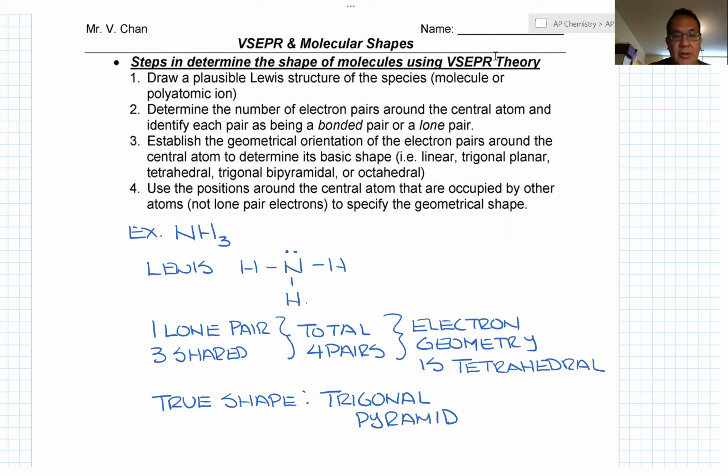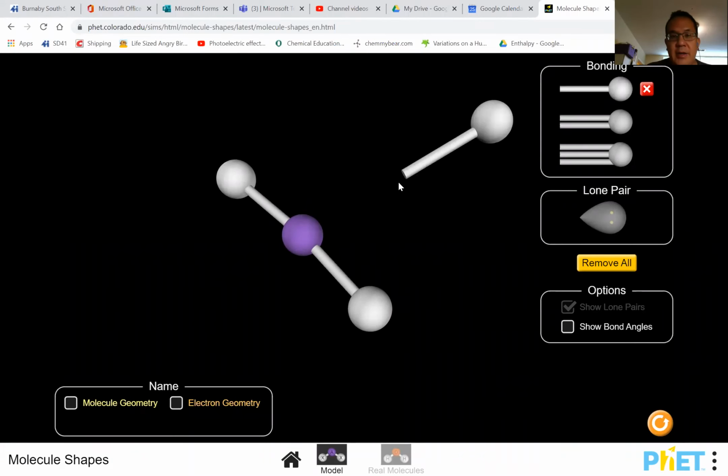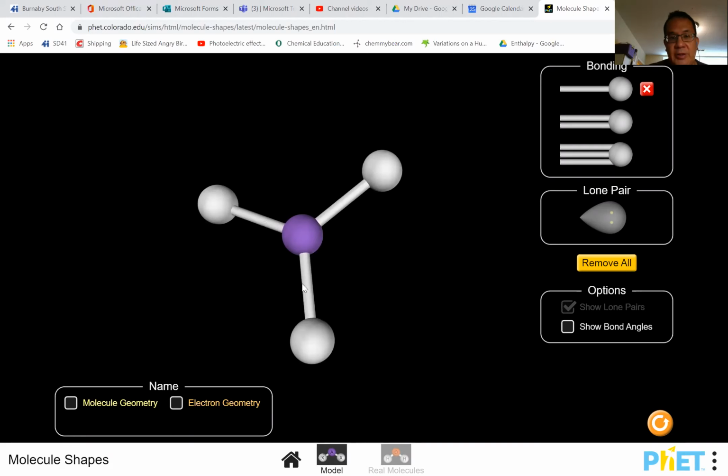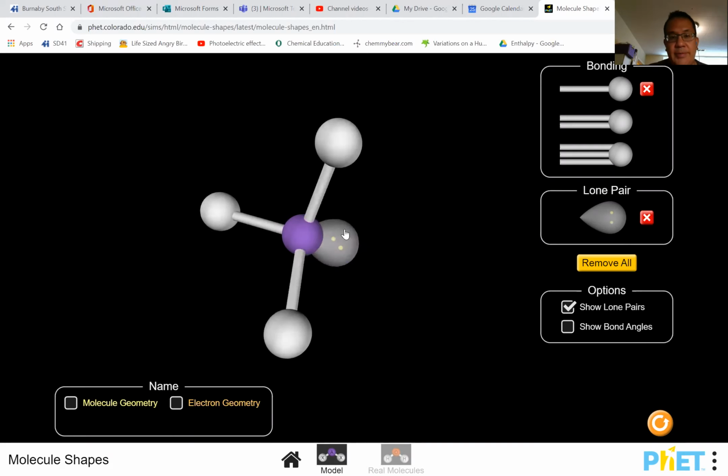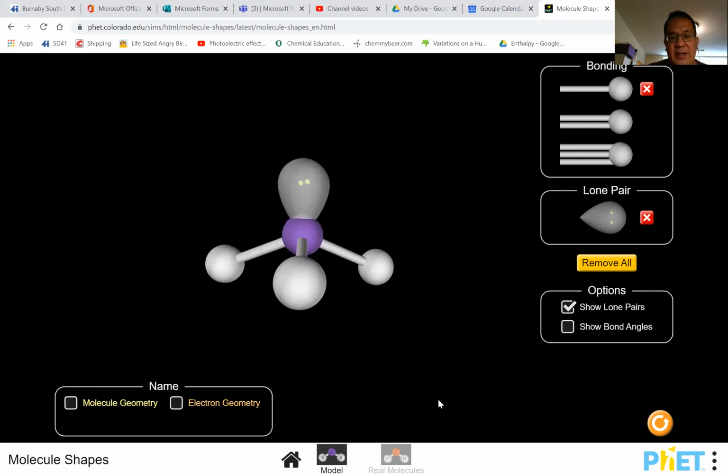So if I were to go on to the website here, NH3 has three hydrogens, 1, 2, 3, and 1 lone pair. It looks like a little space alien here. If I look at the electron geometry, or the number of pairs of electrons, 1, 2, 3, 4, this is where we get tetrahedral, and the molecular geometry is the 1, 2, and 3. And so what you get is trigonal pyramid.